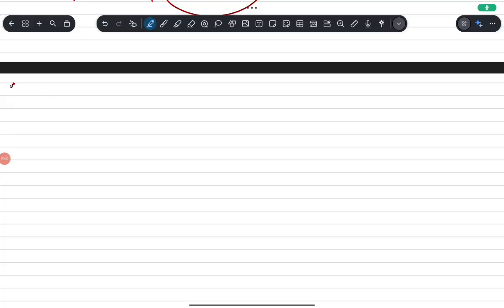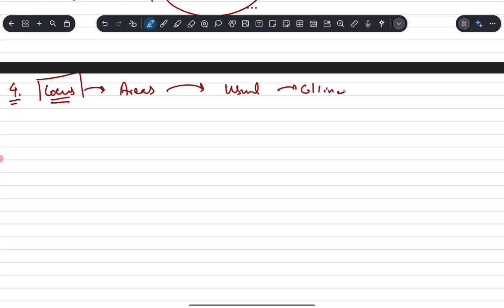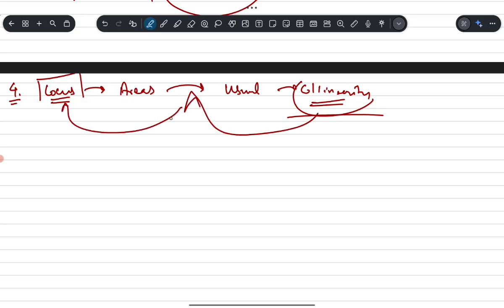Alright, so the fourth thing that we're going to do today is locus. I've saved the best for the last. We're not actually discussing locus here, we'll be using this in areas and stuff. And we'll be using the areas to prove some very unusual problems, like collinearity. Now, collinearity is not unusual. Proving collinearity using areas or using locus is.